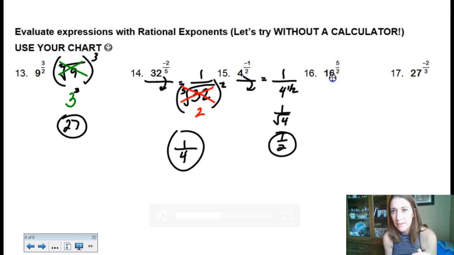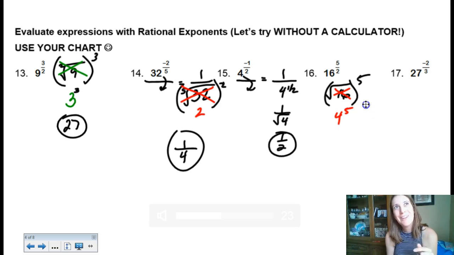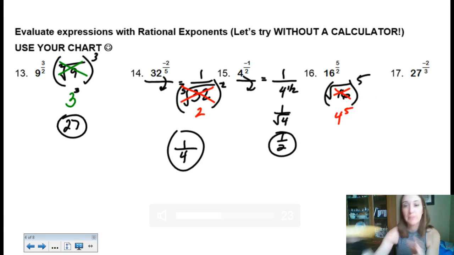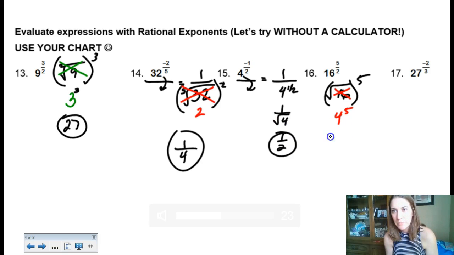All right, here we have a square root of 16 raised to the 5th power. Okay, well, the square root of 16 is a 4. Oh boy. 4 to the 5th power is, I don't have my chart in front of me. I'm going to cheat. I always forget this one. 1024. Such a good answer. That is on your chart.